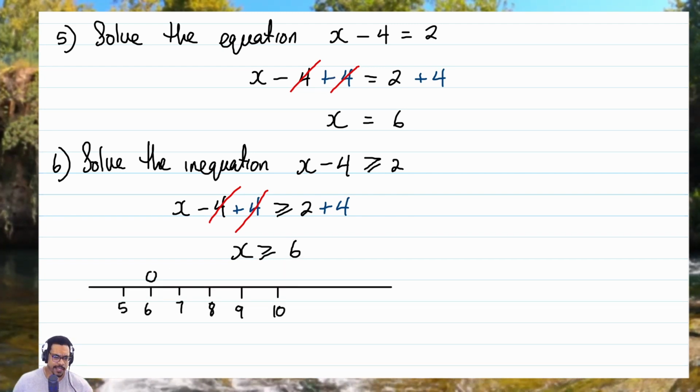So over 6, I'll have a shaded circle because we have more than or equal to 6. And since it's more than or equal to 6, my arrow will be going to the right.